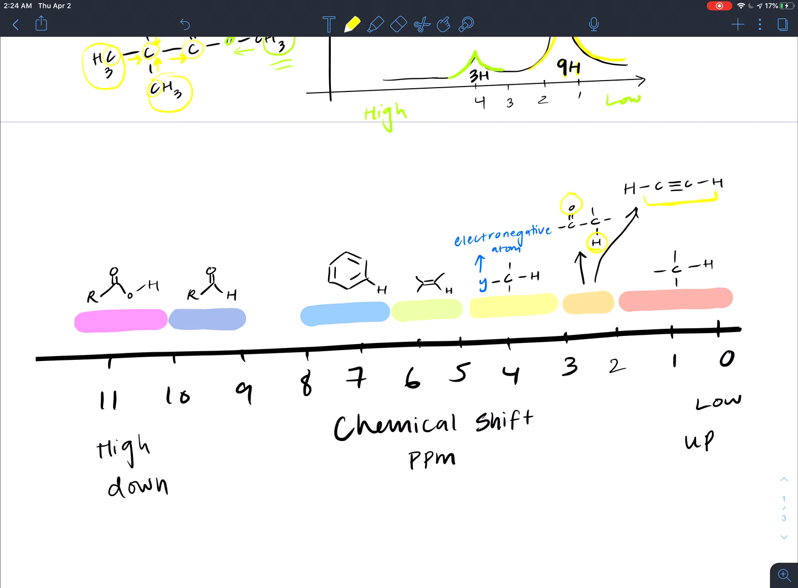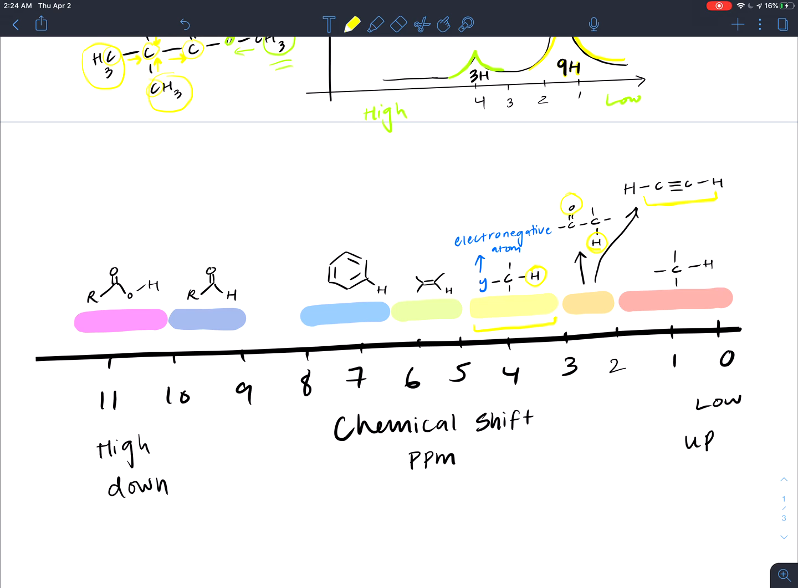And this one right here, the yellow one, this hydrogen is on a carbon that's right next to a Y. A Y is just an electronegative atom. Whenever I have an electronegative atom, I'm going to have a higher chemical shift, and that's why it's going to be a higher chemical shift compared to the other ones. So it's going to be 3 to 4.